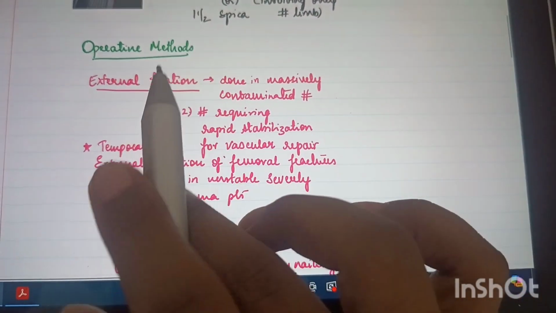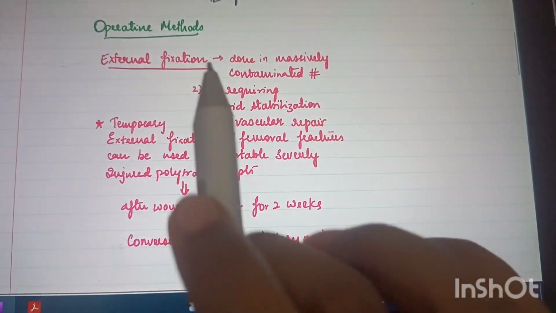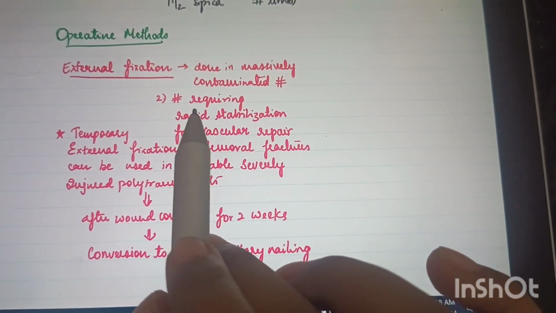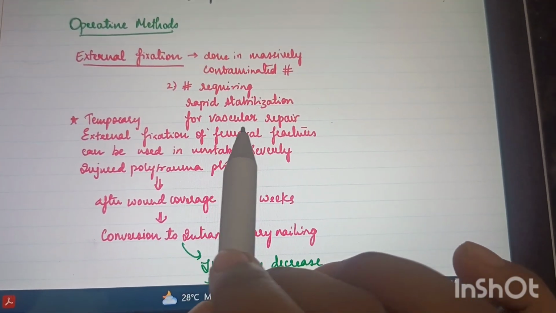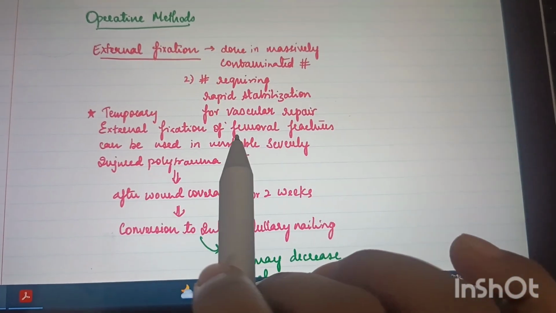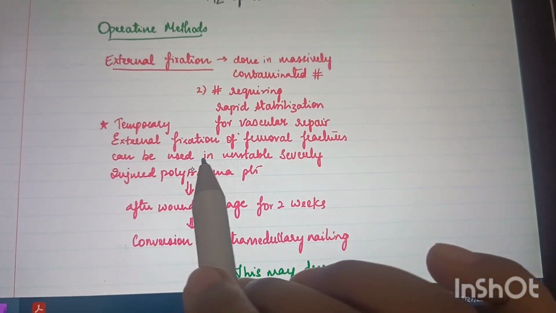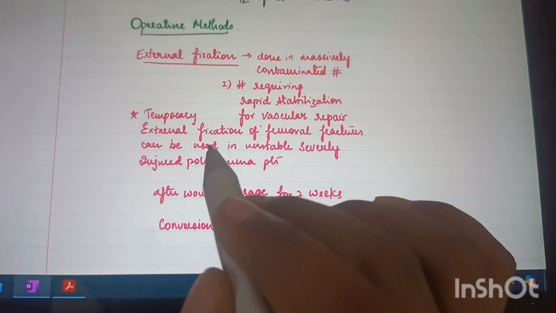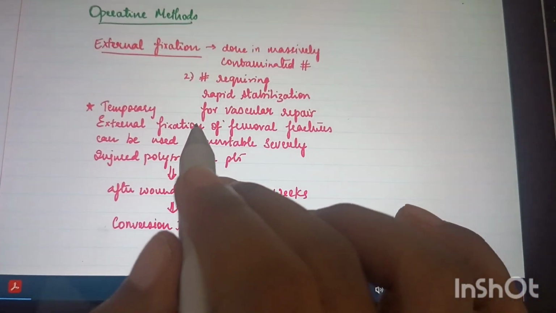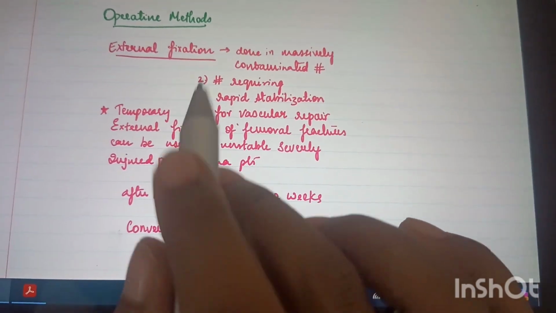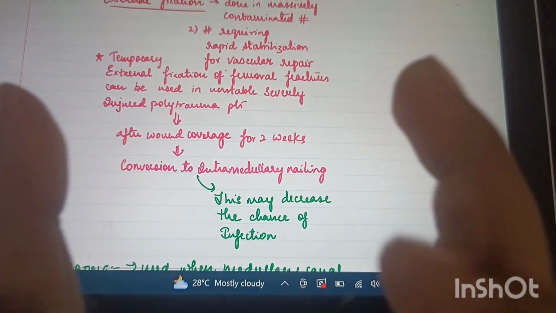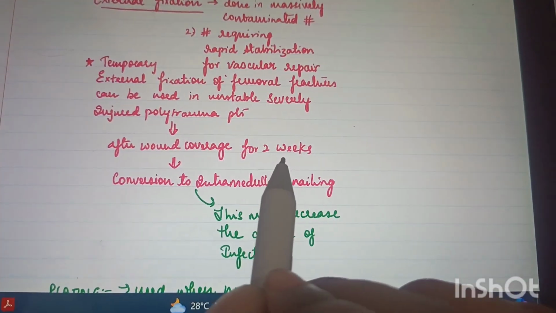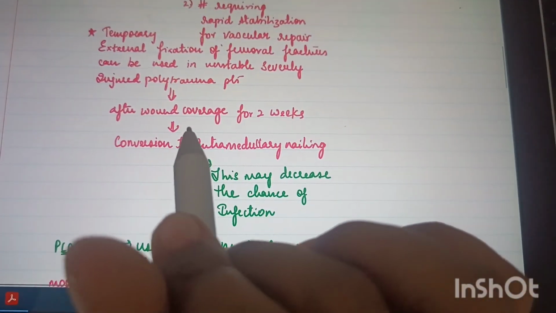Next comes operative methods. Operative methods include external fixation, done in massively contaminated fracture, or fracture requiring rapid stabilization for vascular repair. Temporary external fixation of the femur shaft can be used in unstable, severely injured polytrauma patients. So when a polytrauma patient comes to you, for immediate fixation, you can use this external fixation method as a temporary measure. After wound coverage for 2 weeks, then you'll convert it into definitive management.